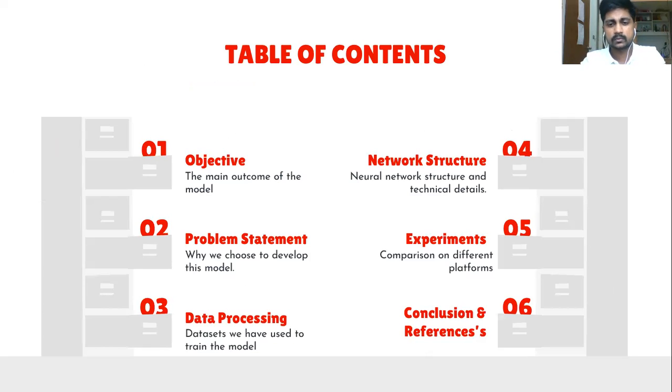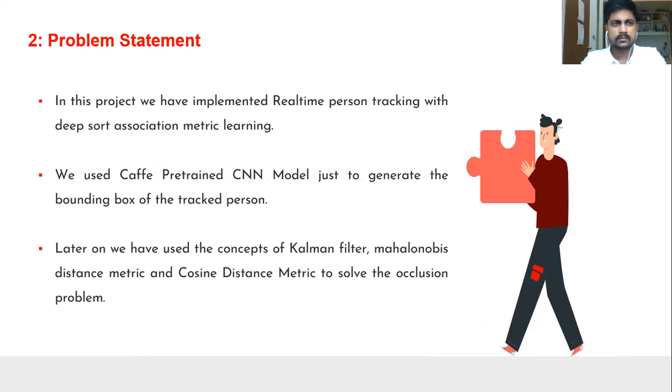That is one of our objectives. And finally, conclusions. If you see the problem statement, we have implemented real-time person tracking with deep SORT association metric learning. For the bounding box generation, we use the Caffe pre-trained CNN model. This is just for generating the bounding boxes. Later, we have used the concepts of Kalman filter, Mahalanobis distance, and cosine distance metric to solve the occlusion. Finally, we use the intersection over union to provide the ID.